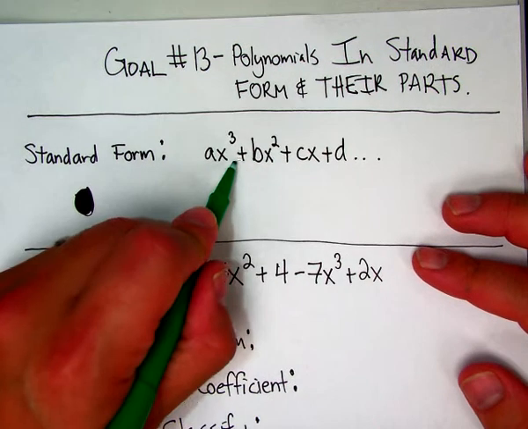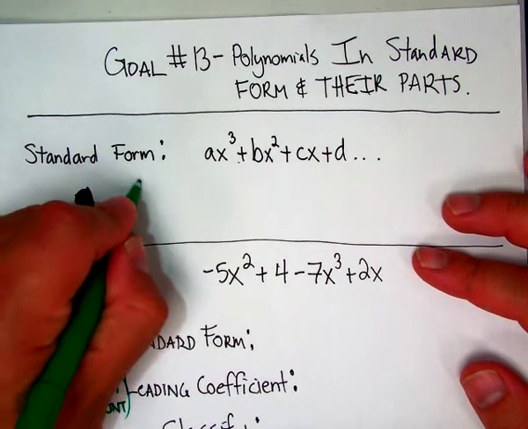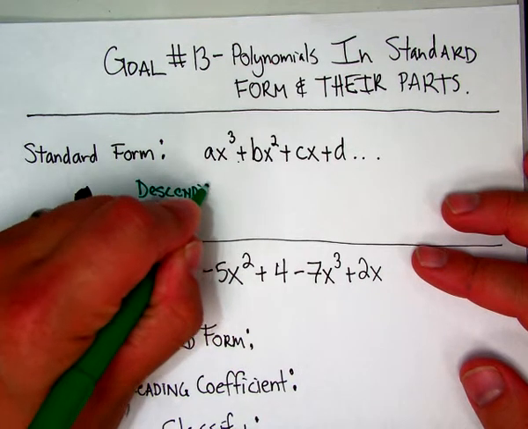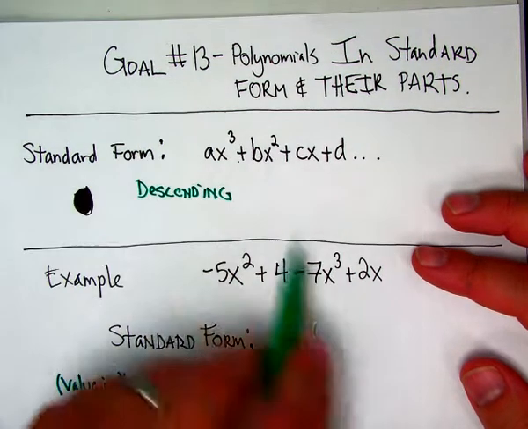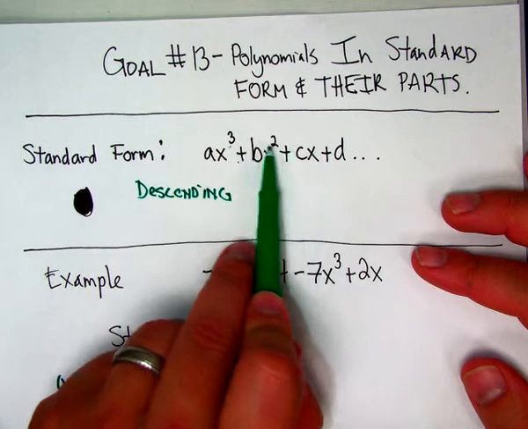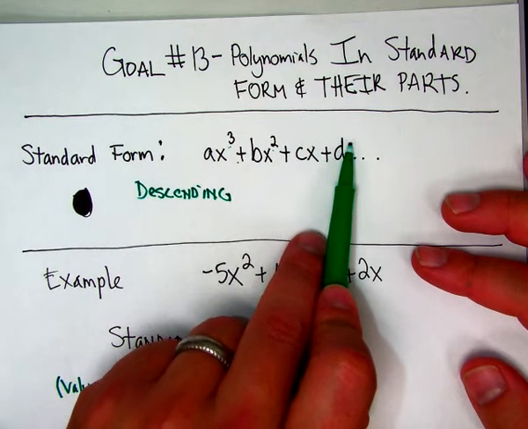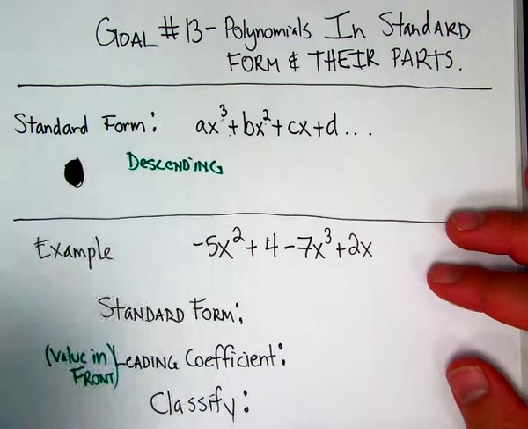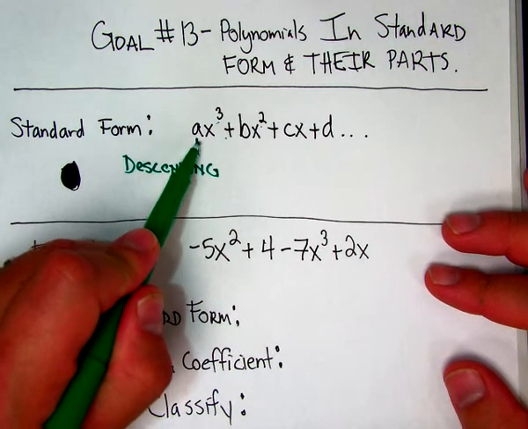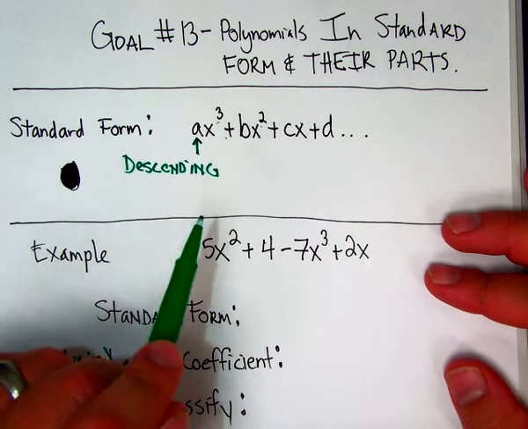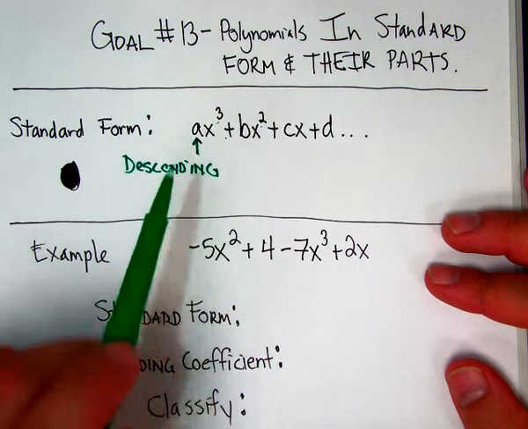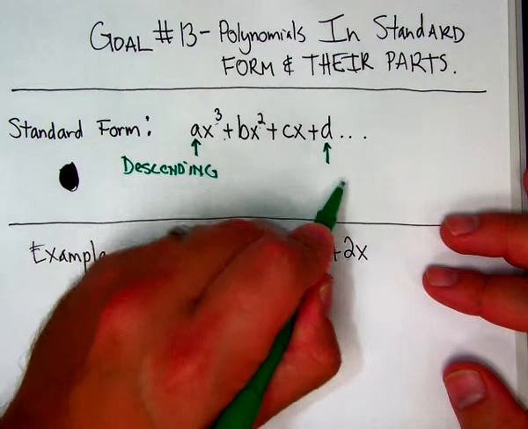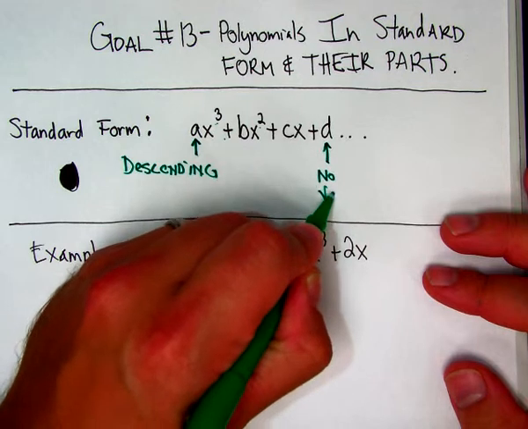But generally what you need to notice is that it's in descending order, meaning that it starts with the highest degree at the beginning and it goes down to the lower. So we have 3, 2, 1, and then there's no exponent attached here. The parts that you need to know are right here in the very front, this letter a. Once it's in standard form, this portion is called your leading coefficient. The value over here that has no variable is known as your constant.